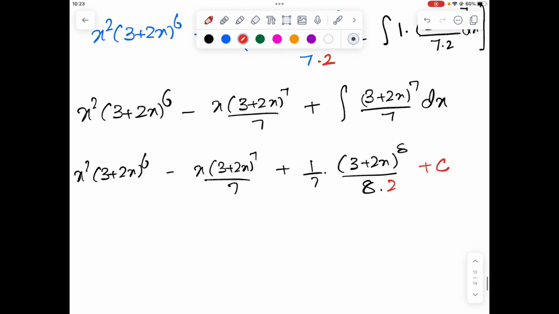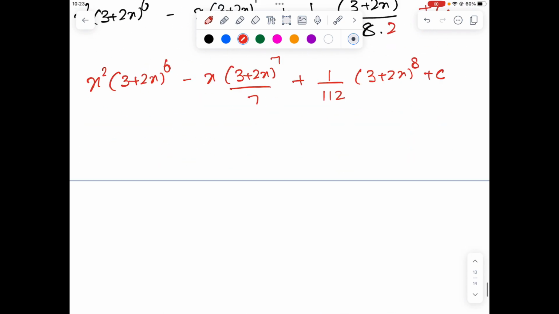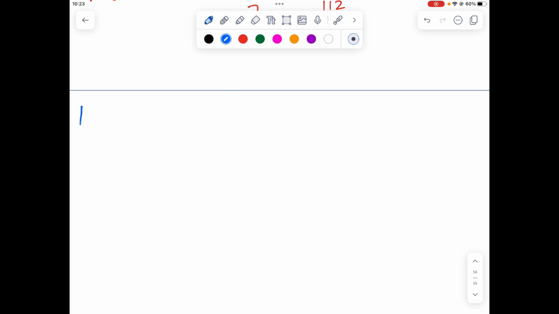So it becomes x square (3 plus 2x) whole to the power of 6 minus x times (3 plus 2x) whole to the power of 7 upon 7 plus 1 upon 112, this is (3 plus 2x) whole to the power of 8 plus c. That was question number 13. Come to question number 14.